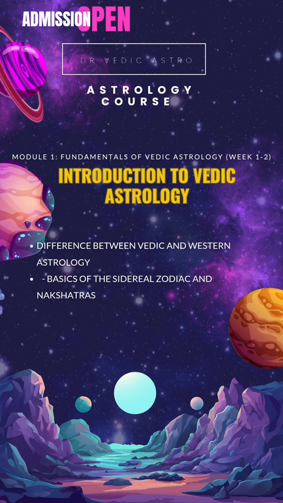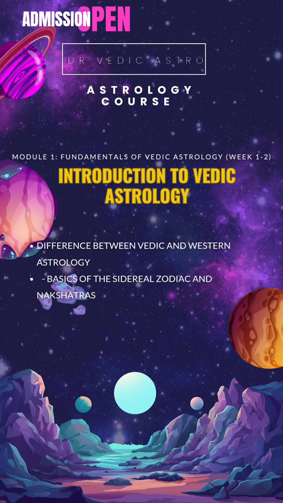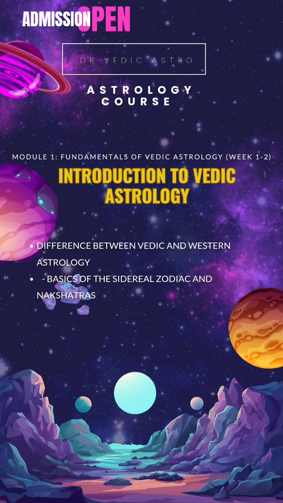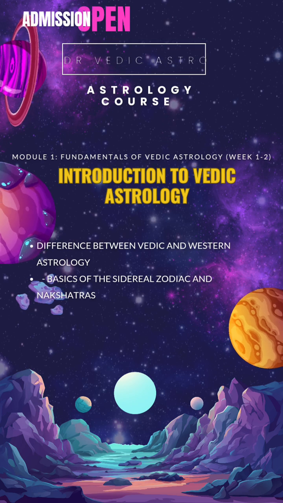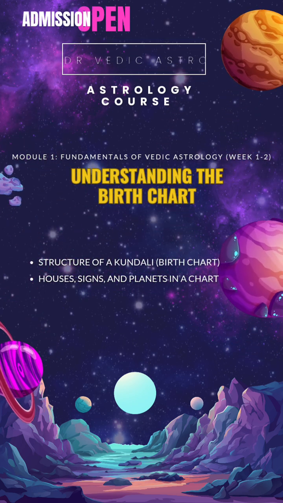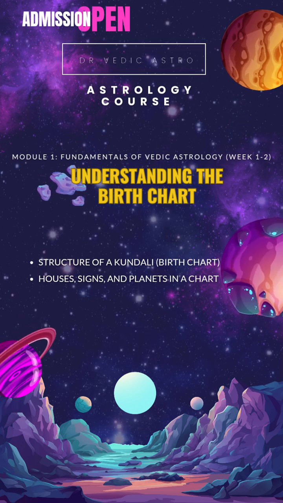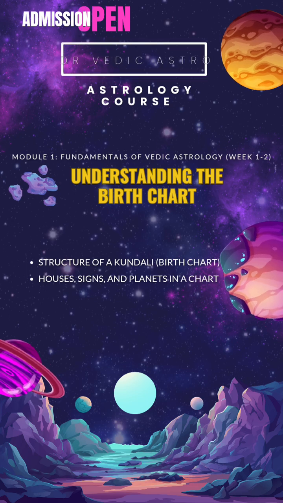Module 1, Fundamentals of Vedic Astrology, Week 1 to 2. Introduction to Vedic Astrology: difference between Vedic and Western astrology. Basics of the sidereal zodiac and nakshatras. Understanding the birth chart: structure of a Kundali birth chart. Houses, signs, and planets in a chart.